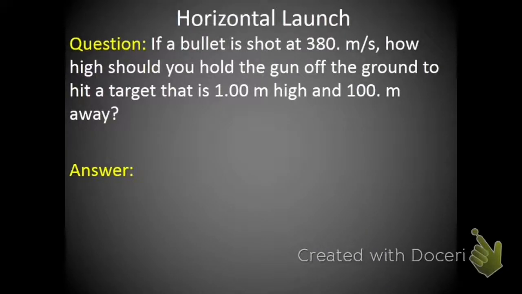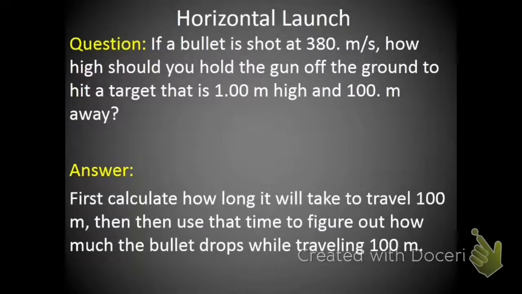This is a horizontal launch. If you shoot a bullet at 380 meters per second, how high should you hold the gun off the ground so you hit a target that is 1 meter high and 100 meters away? So this is an object that is going to be moving but also falling while it moves. As soon as it leaves the barrel of the gun, it will start to fall. So we're going to have to hold it higher than 1 meter off the ground for it to be a meter off the ground when it's 100 meters away.